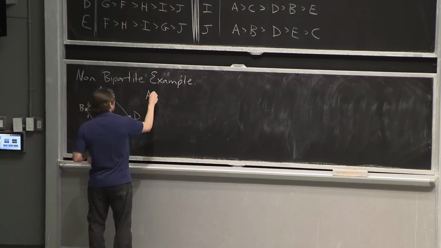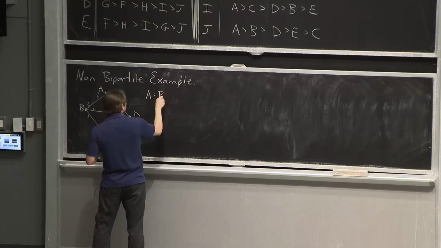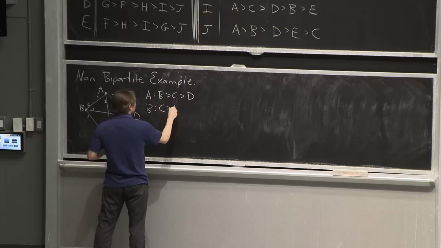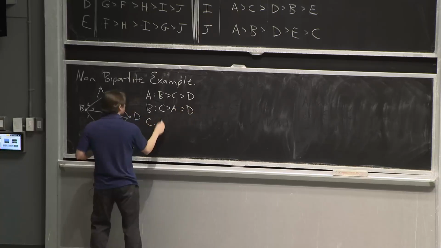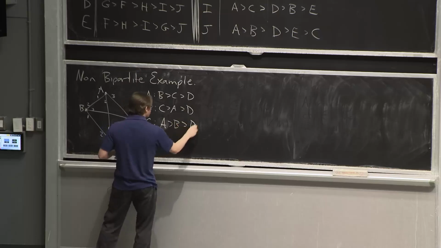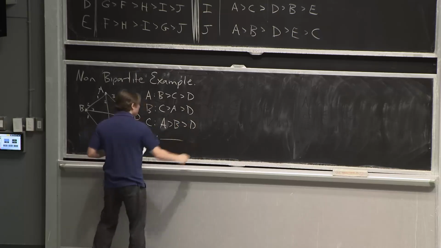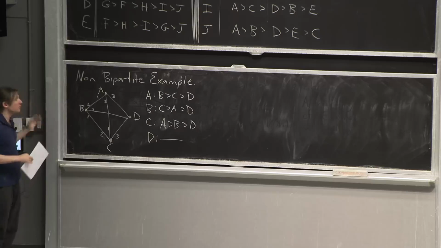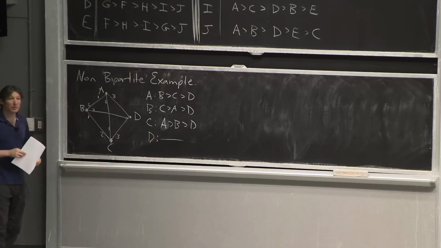So let me write this out in the other way. So A prefers B, then C, then D. B prefers C, then A, then D. C prefers A, then B, then D. And D, I don't care. D can have any preference order. This example is already not going to have a stable matching.